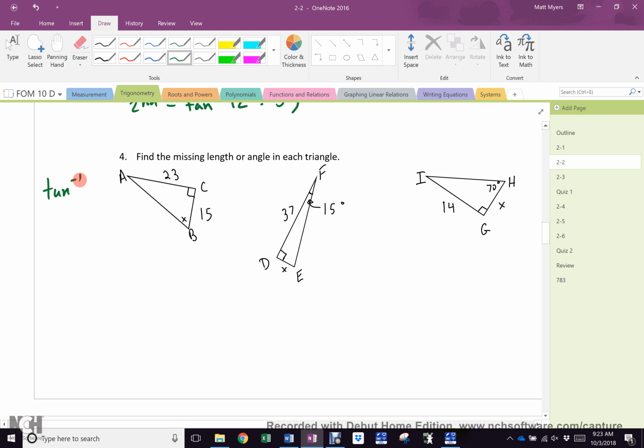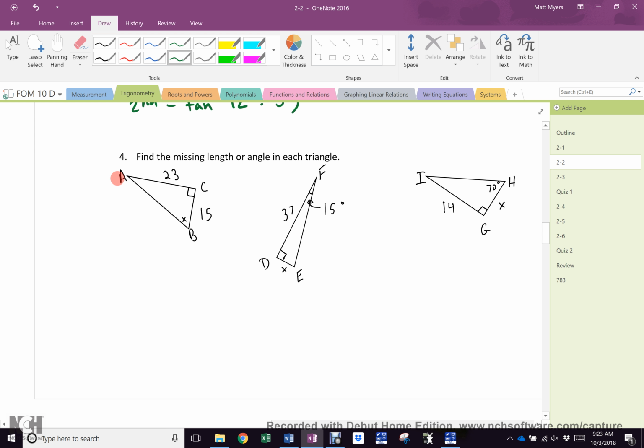These are the only hints I'm going to give you. What am I looking for in F? I'm looking for a side. So is it tan? It's just tan. What am I looking for here? A side, and it's just tan. Try those 3. That's your homework, and I'm giving you 7 minutes right now.